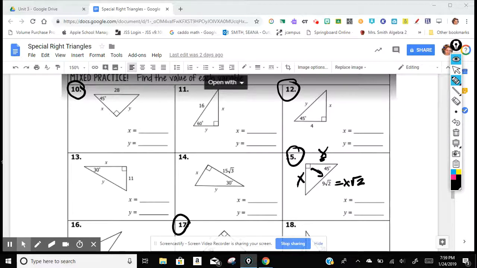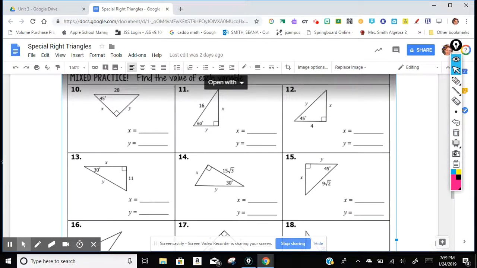Now notice this one's kind of special because you have radical 2 on both sides. They actually would cancel out, and x just equals 9. So that means this side is 9 and this side is 9. So 9 and 9. Pause if you need to.